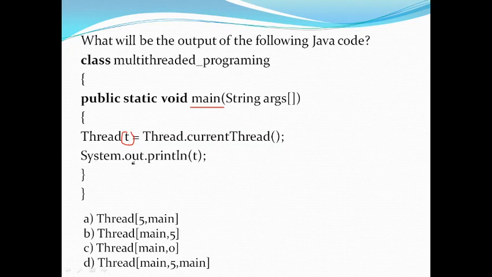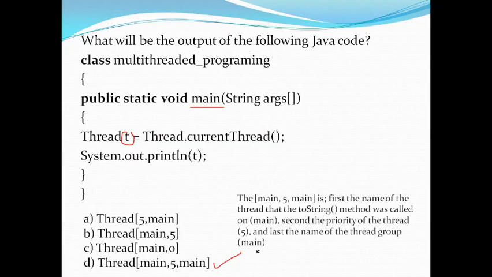If I go with System.out.println of t, the output I will get is Thread[main,5,main]. What is the meaning of this? I will explain. This first main is the name of our thread, and the 5 is nothing but the priority given by Java for this particular thread. The default priority for each and every thread in Java programming is 5.